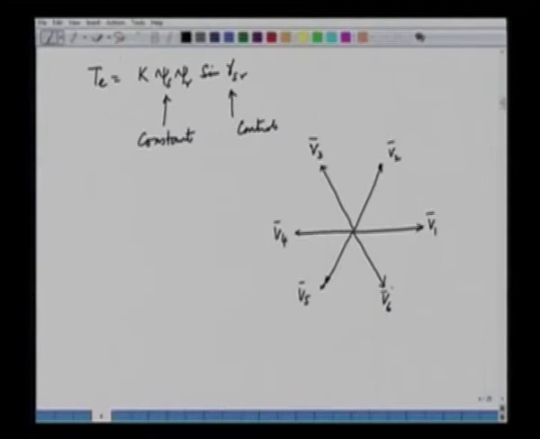So, we have 6 non-zero voltage vectors and we have 2 zero voltage vectors. We have got V7 and V0. So, we have 8 possible choices, and when we apply this voltage vector to the induction machine, this vector is created in the space, and as a result the stator flux is affected.